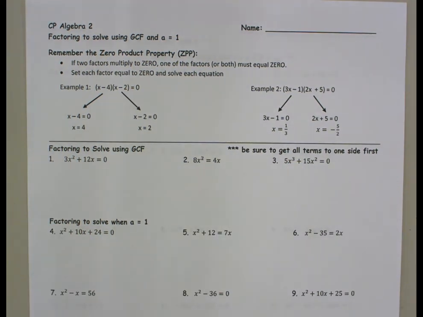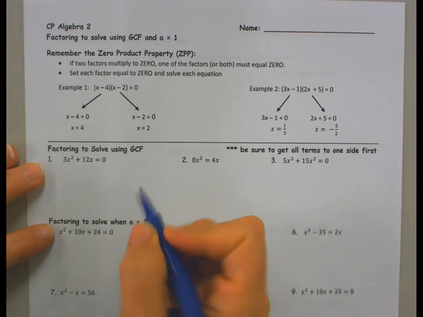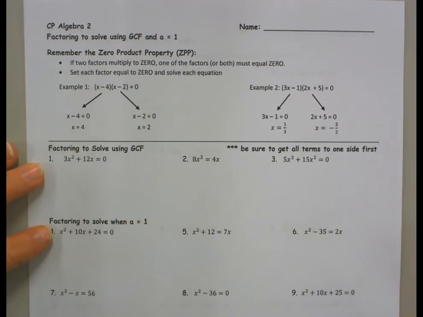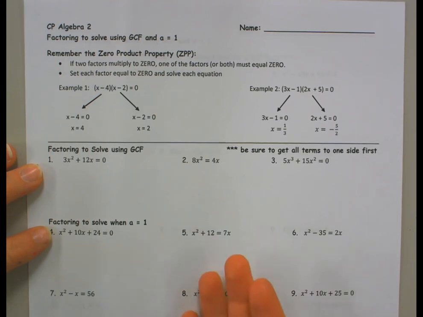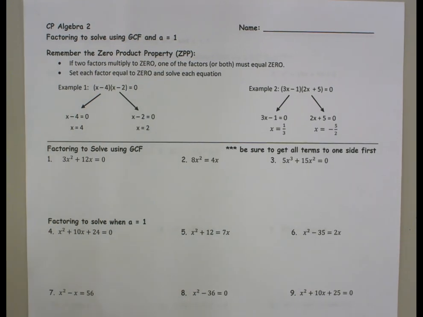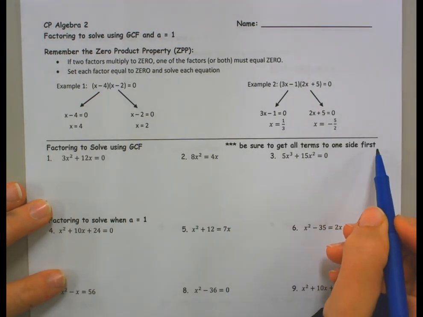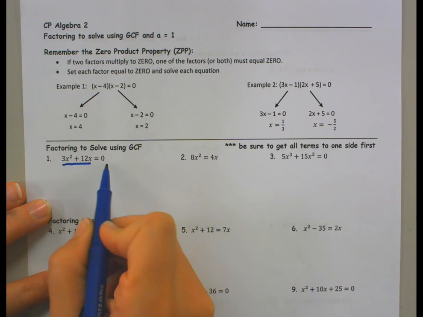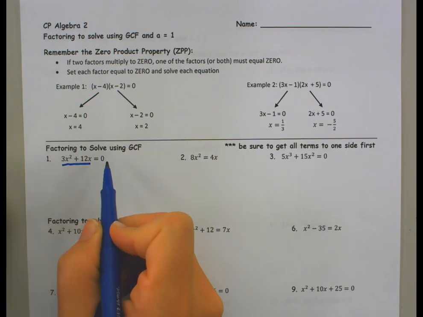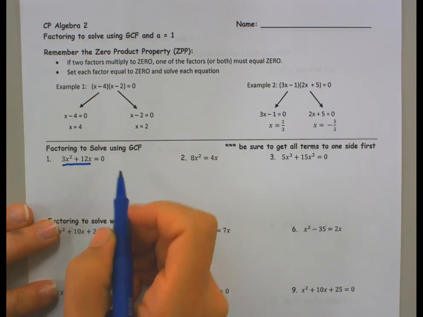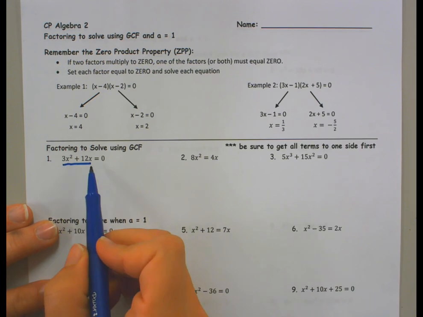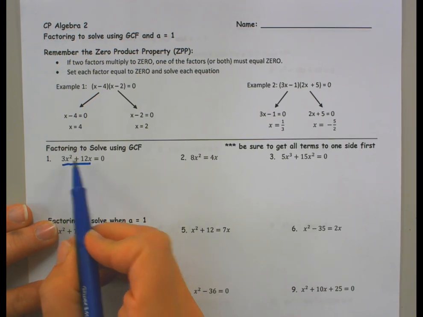We're going to do that by GCF and by trinomials where there is no value in front of x squared. So starting with our GCF problems, this means we're looking for a greatest common factor that we can divide out in order to solve. Before we can do that, we have to make sure that all of our terms are on one side first, and then they're equal to 0. So our first problem already has that for us. Then we're just looking for the greatest common factor that goes into 3x squared and 12x.